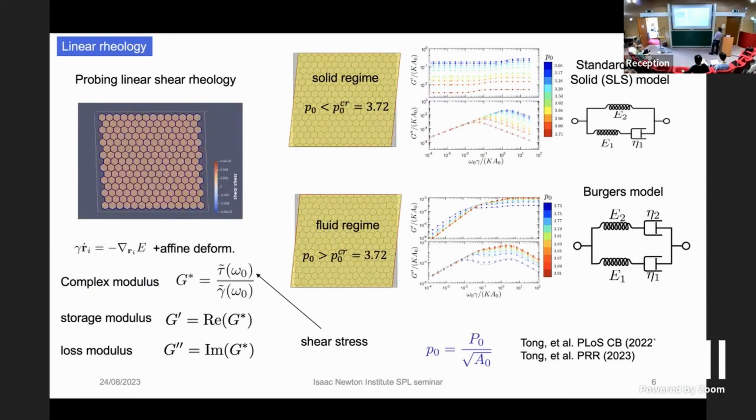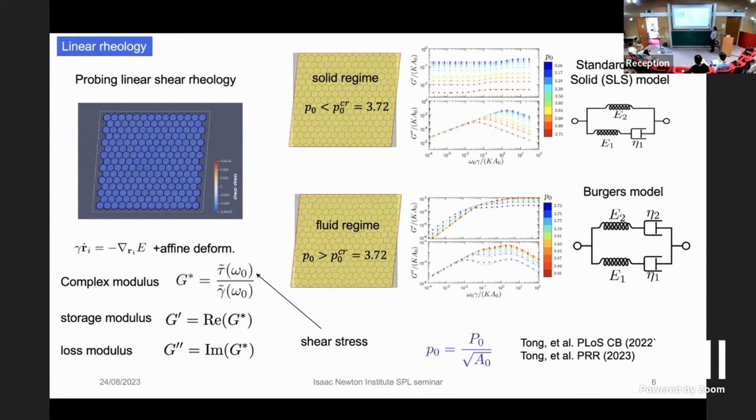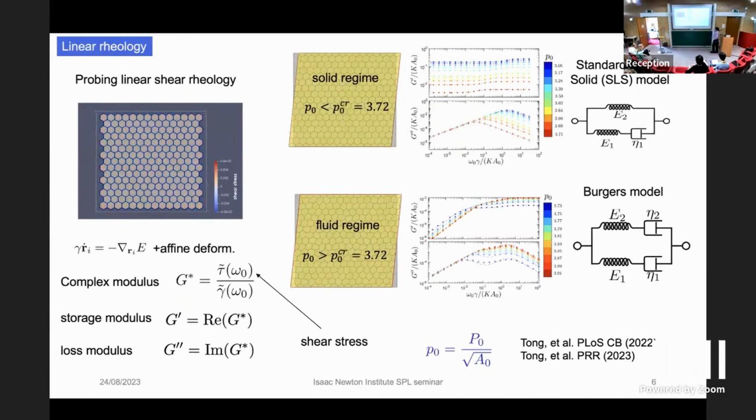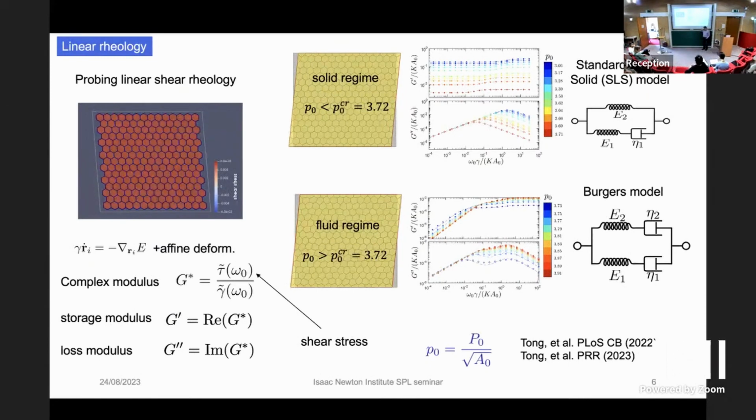In the solid phase, these curves look like this. They were fitted by what is called the standard linear solid, which is a Maxwell element: the spring and the dashpot in parallel with the spring. And in the fluid regime, we could model this as two Maxwell models, which give two relaxation timescales, which can be seen here with the two peaks. But what it corresponds to, yes, that's the next slide, right?